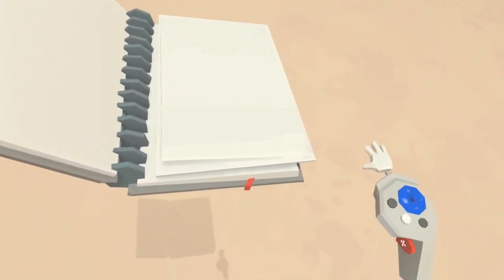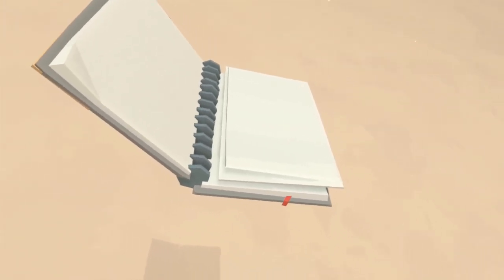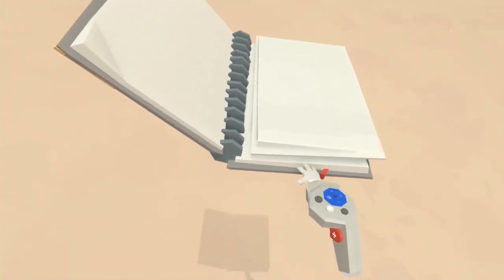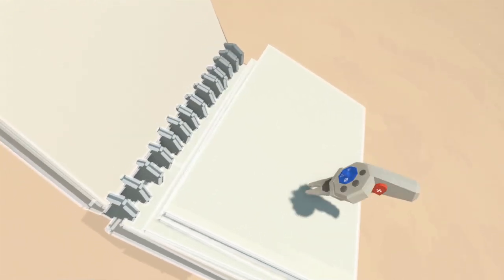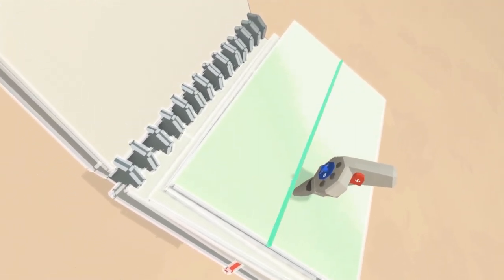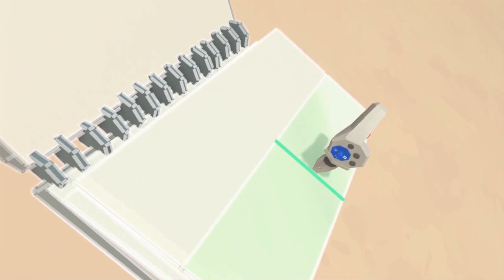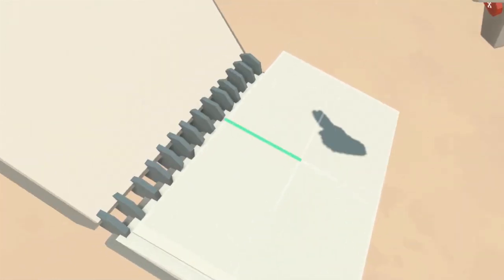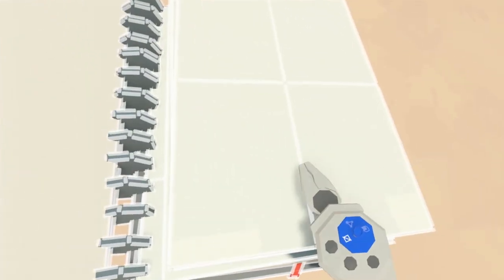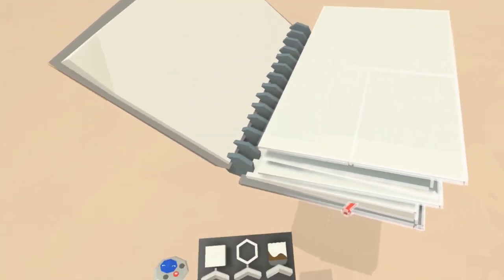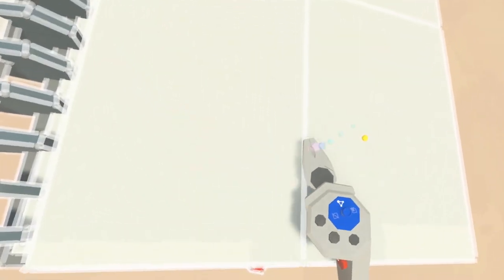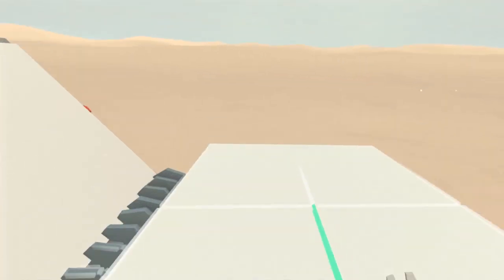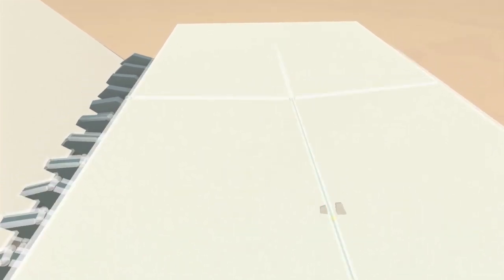Would that be enough? Or do I want another one? Maybe, let's just try. Have one more. And that's gonna be it, I think, with regards to the amount of paper types I'm gonna be needing.